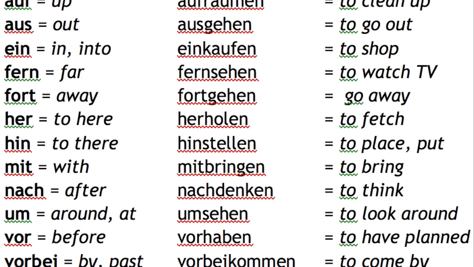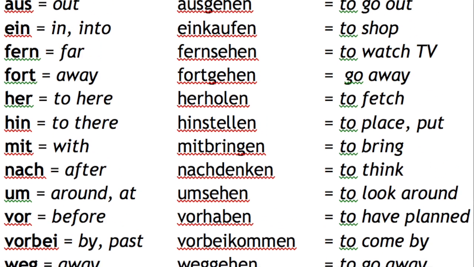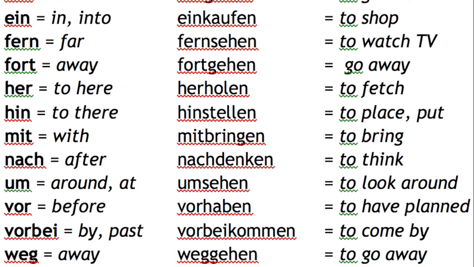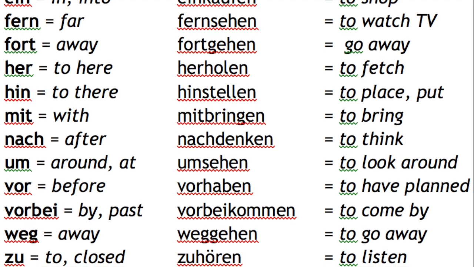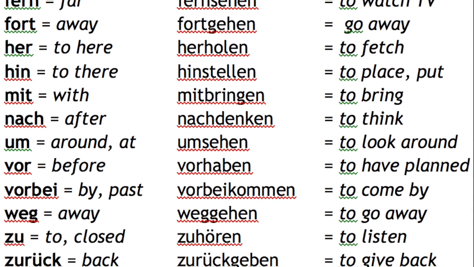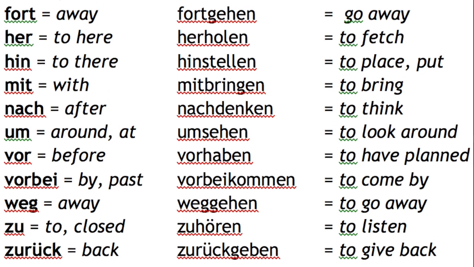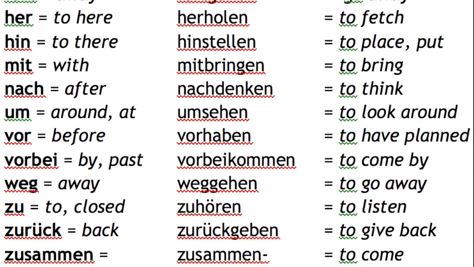Another example would be mit, which is pretty straightforward. With, mitbringen, to bring with or to bring along, or simply in English, to bring. You usually don't make that implication, or you don't specify. And then another good one is zurück. Zurückgeben, to give back, just adding the idea of back to the verb.